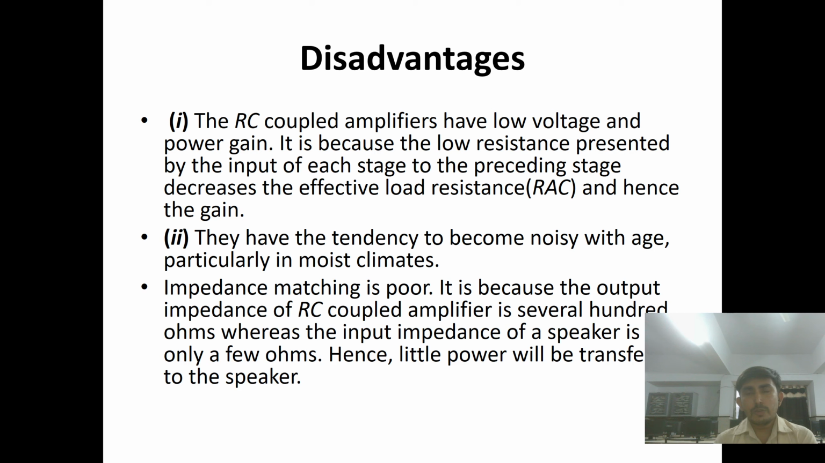The reason behind that is, we know very well, it has poor impedance matching. How? We know very well that for the transistor to amplify any signal, its output junction is always in reverse bias, so it offers high resistance. The input is in forward bias, so it offers low resistance. So the output offers several 100 ohms, whereas the input offers a few ohms. The load here is the speaker, so hence little power will be transferred to the speaker.